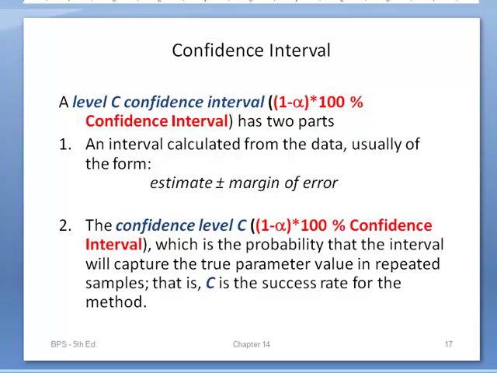Now, the confidence level C is the probability that the interval will capture the true parameter value in repeated samples. So it's sort of our success rate for the method.